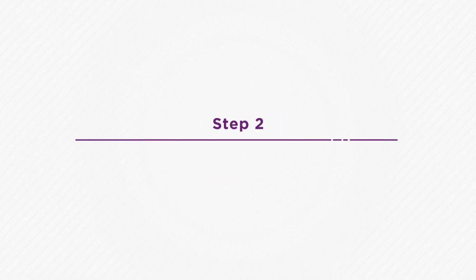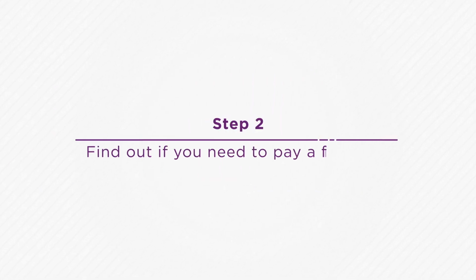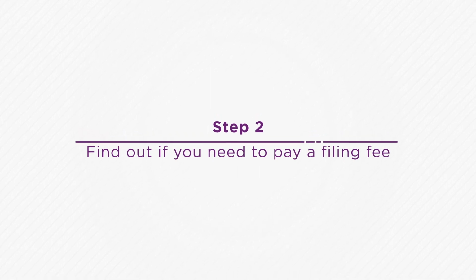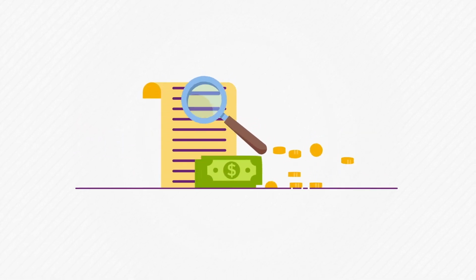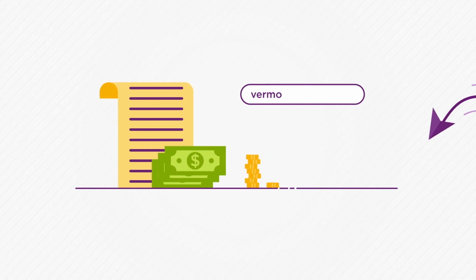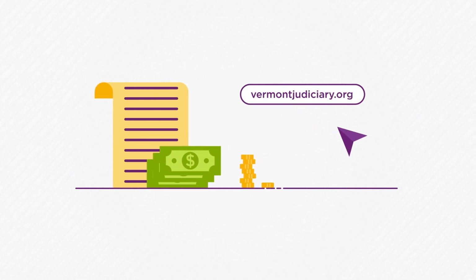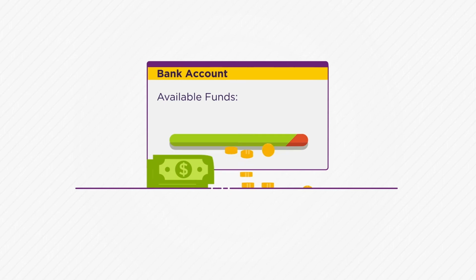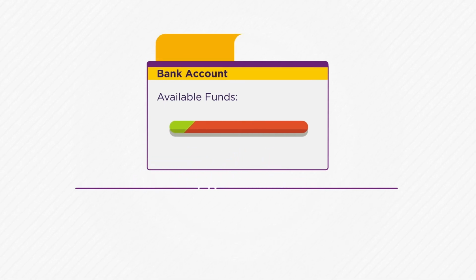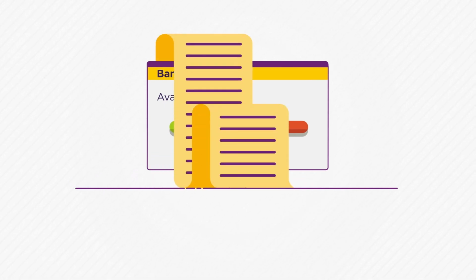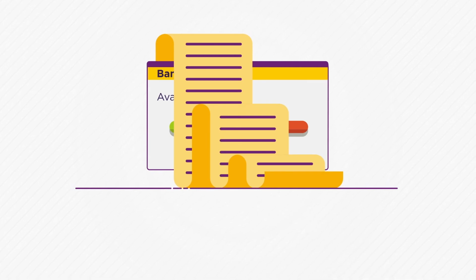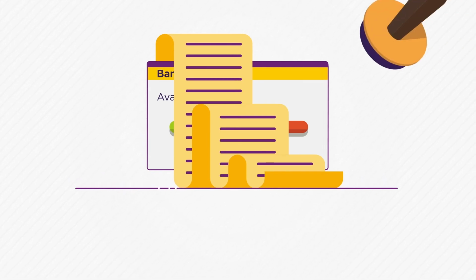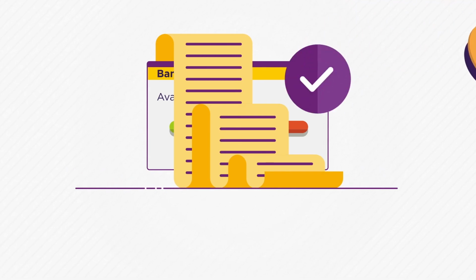Step 2. Find out if you need to pay a filing fee. You may need to pay a filing fee to start your case. The fees are listed on the Vermont Judiciary's website at vermontjudiciary.org, or you can ask the court clerk. If you can't afford the fee, you can ask to have it waived using an application to waive filing fees and service costs form. The court will decide whether you have to pay.